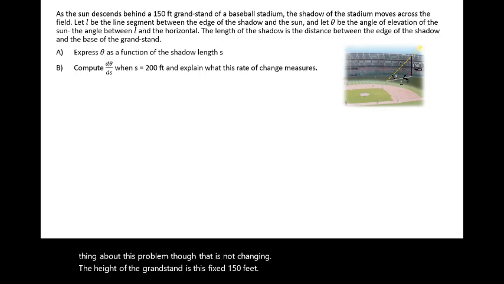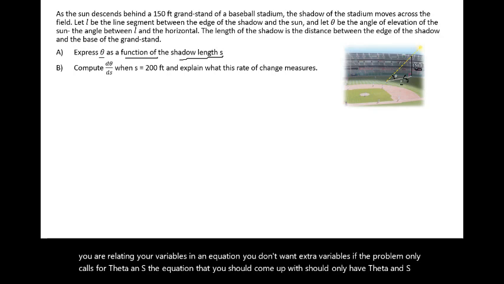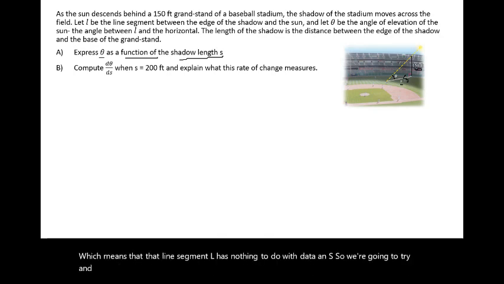So for part A, we're going to express theta as a function of the shadow length S. Now, whenever you are relating your variables in an equation, you don't want extra variables. If the problem only calls for theta and S, the equation that you come up with should only have theta and S. Which means that line segment L has nothing to do with theta and S, so we're going to try and write an equation that relates just theta and S without involving L at all.